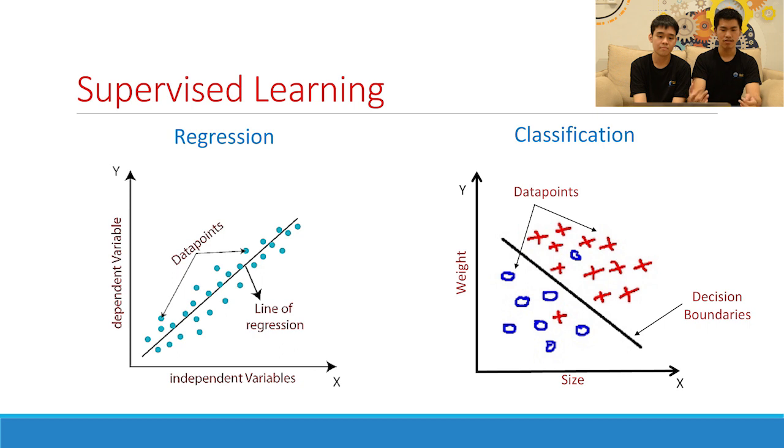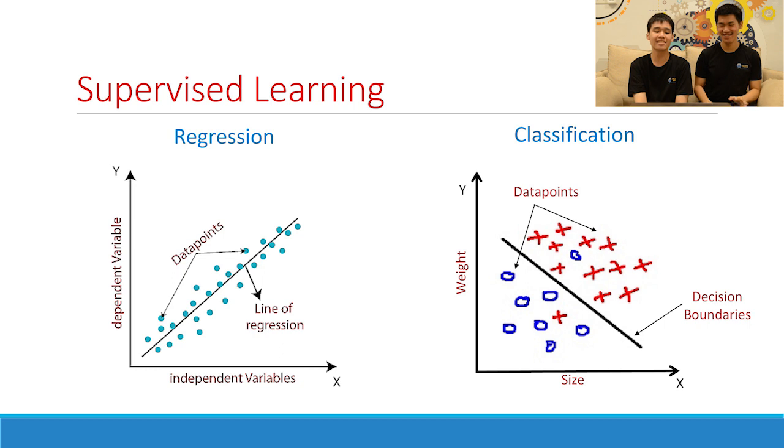In regression, we use it to predict a continuous output rather than a discrete Boolean type of data, which is yes or no. So if it is a Boolean type of data like yes or no, usually we use classification. For continuous output data, usually we use regression.